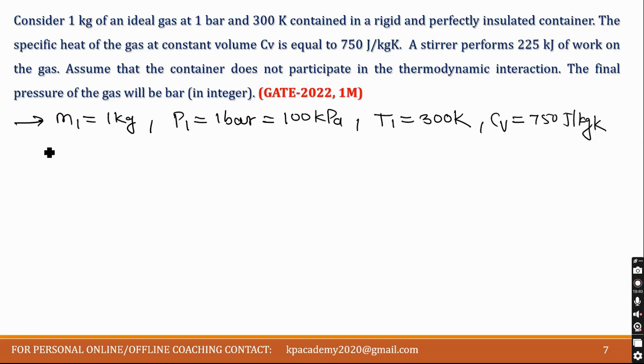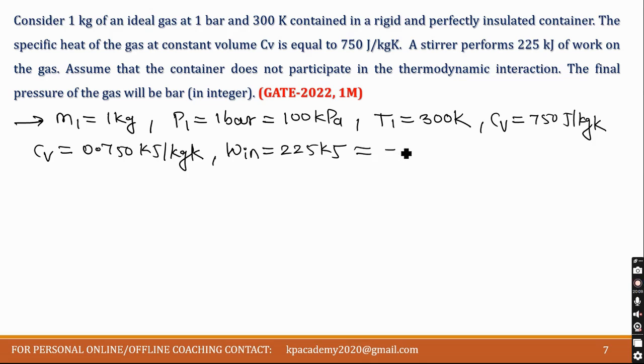तो उसको हम लोग लिख सकते हैं किलो जूल में, right? So Cv can be written as 0.750 किलो जूल पर kg Kelvin. Okay, next work done. So work is done by the stirrer, right? So we can say W in is 225 kilojoule. As it is done on the gas, we can write it as minus 225 kilojoule.